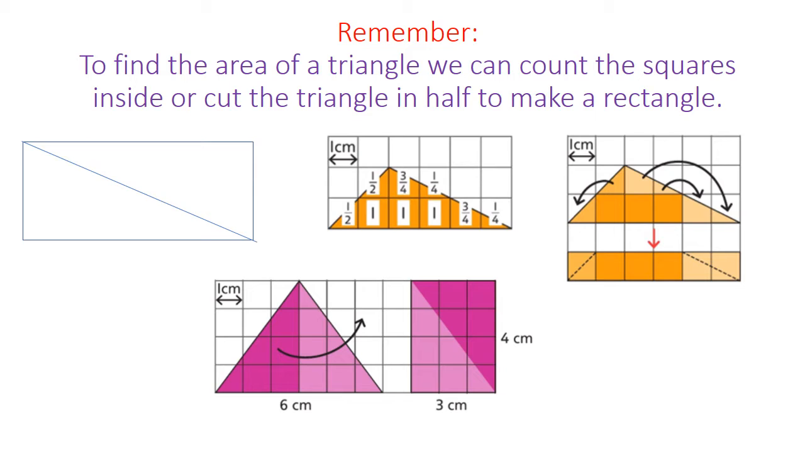We can either cut off the top and then cut that top bit in two so that it fits in the missing gaps to make the rectangle, or if it's an isosceles triangle, we can cut it straight down the middle and then turn that other bit over and therefore makes a rectangle.